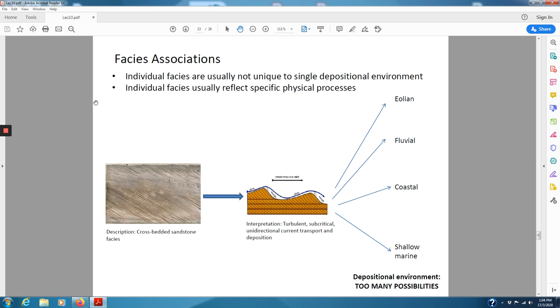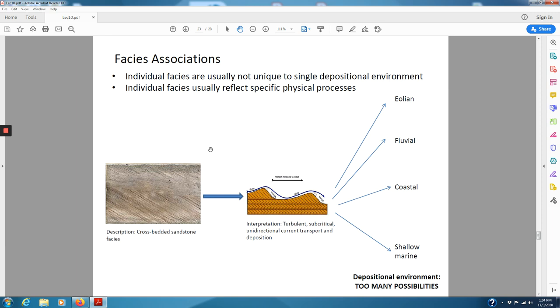You have to remember, individual facies usually reflect specific physical processes. They just tell us the process. And that's going to be important. Individual facies are usually not unique to a single depositional environment. What does this mean? So let's take this example.